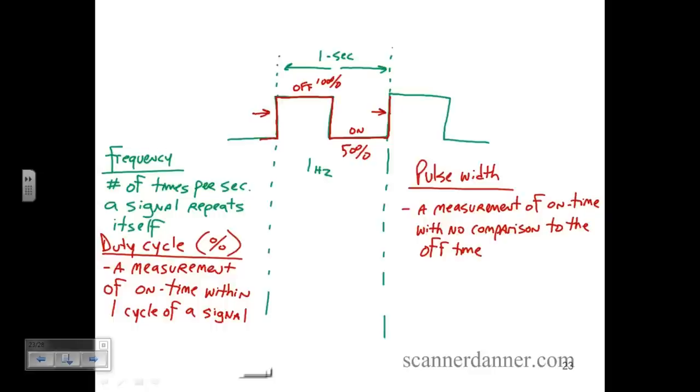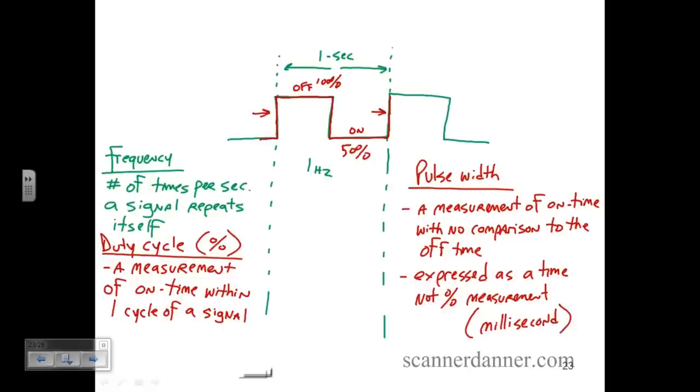Pulse width is a measurement of on time with no comparison to the off time, and it's expressed as a time, not a percentage measurement. That time measurement is generally in milliseconds. If you think of injector pulse width, that's the amount of time the injector is on. We're not worried about the percentage of the injector off time. We're just looking at the on time of the fuel injector.